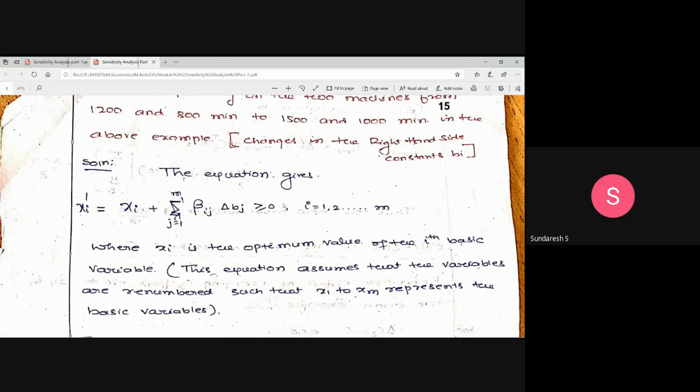Now we will use this equation to find the new variables for this problem when the right hand side constants have been changed. So please make a note of this equation, everybody. Here xi is the optimum value of the ith basic variable. This equation assumes that the variables are renumbered such that x1 to xm represent the basic variables. Please make a note of that equation.